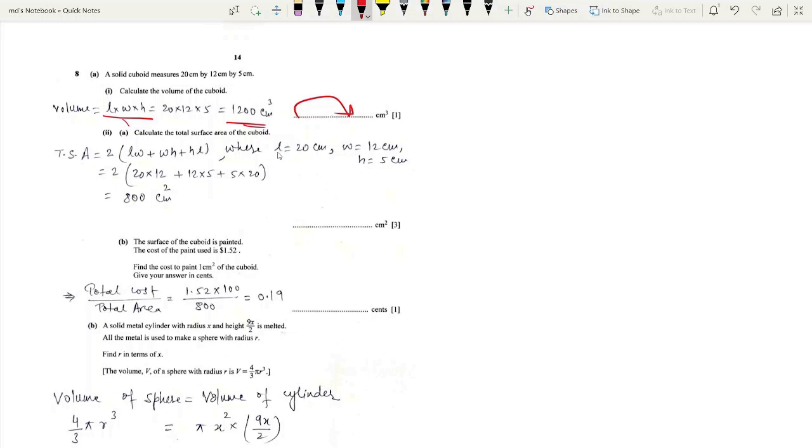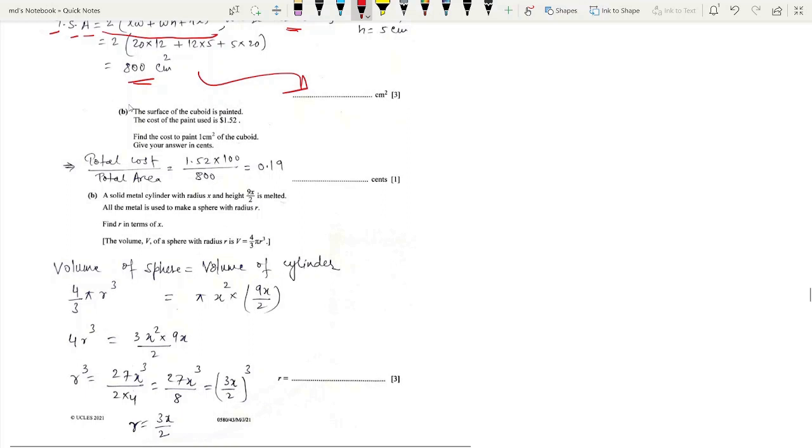Calculate the total surface area of the cuboid. Again, this is based on TSA, meaning total surface area. Again, you have to remember this formula: 2 times (length times width, plus width times height, plus height times length). Here you can check, this is length, this is width, this is height. Length 20, width 12, height 5. So just put all these values in the formula. L is 20, width is 12, height is 5, length is 20, and just calculate. Put it in the calculator, you can get the answer and write it over here.